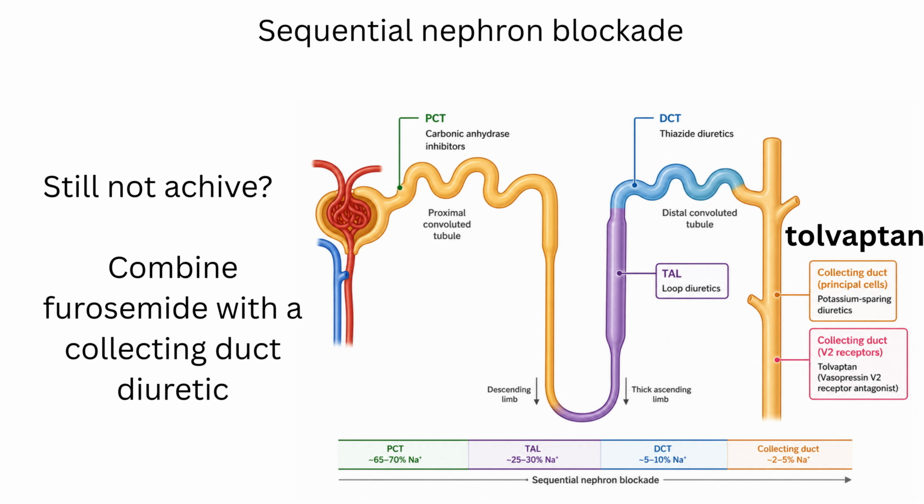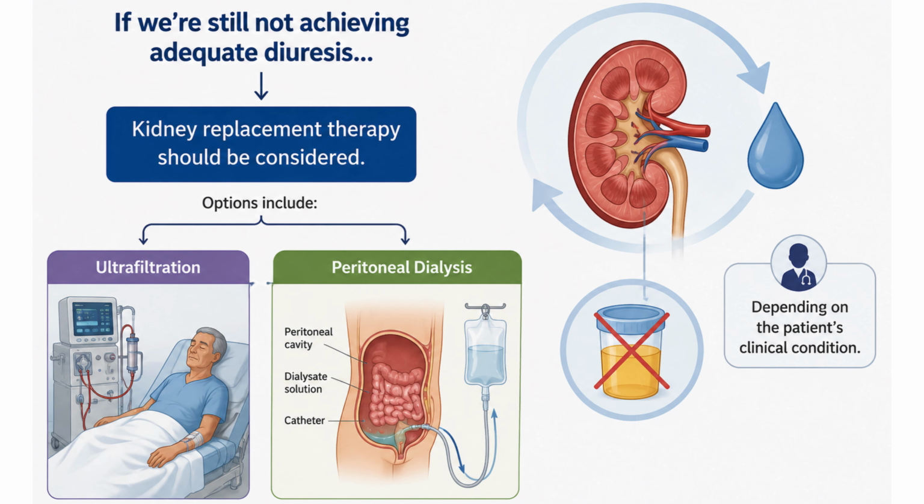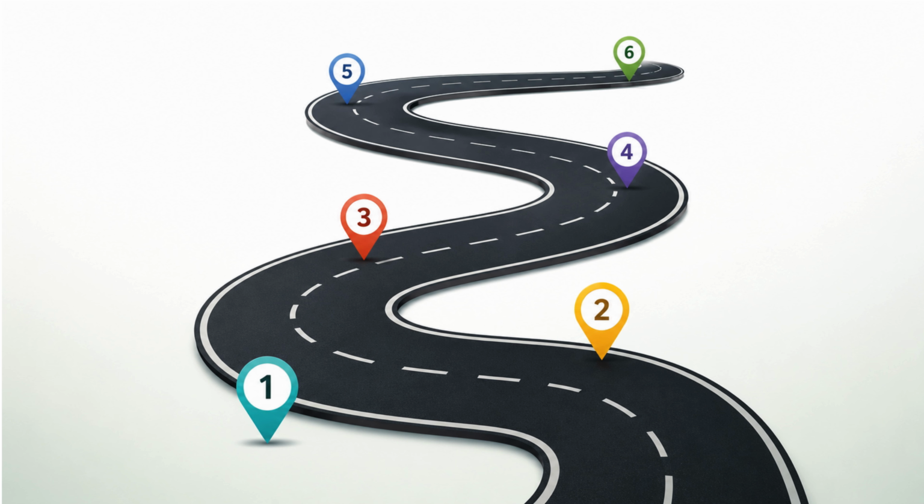If we're still not achieving adequate diuresis, kidney replacement therapy should be considered. Options include ultrafiltration or peritoneal dialysis, depending on the patient's clinical condition. Now, let's summarize everything step by step.